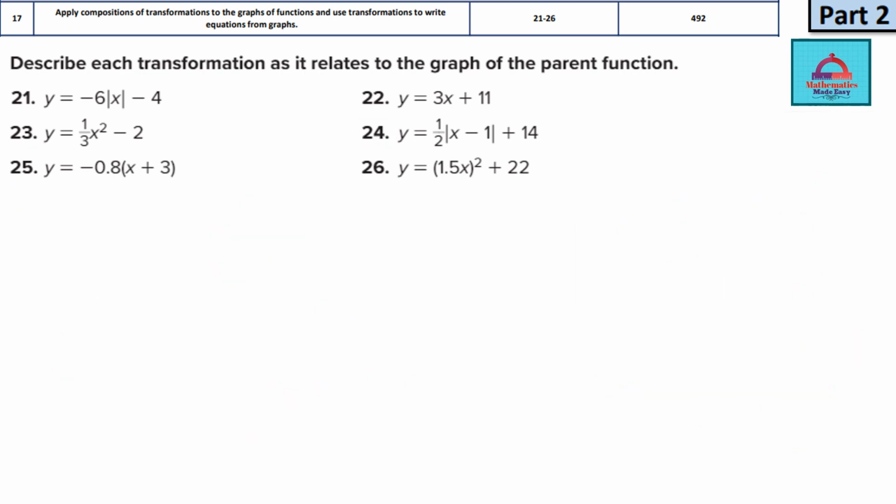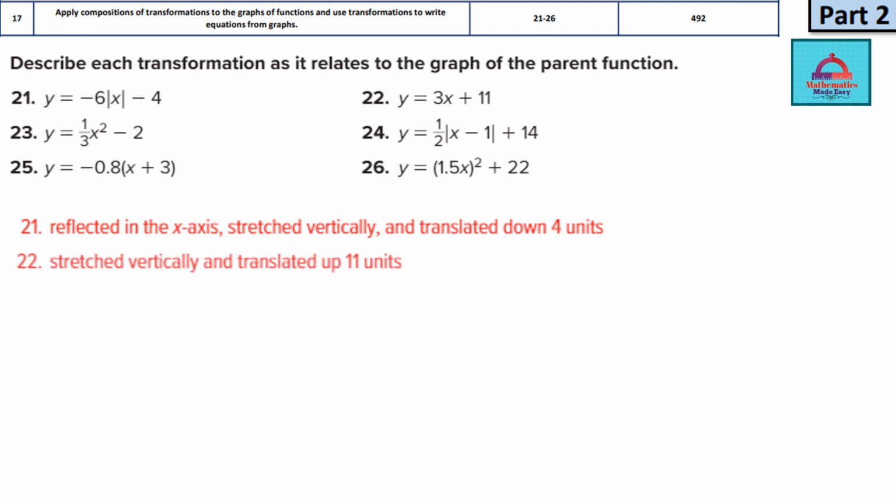So now I'm going to show you all the correct answers for questions 21 to 26. For question 21, as we saw in the previous slides, three transformations are happening: reflected along the x-axis, stretched vertically, and translated down 4 units. For question 22, the graph is stretched vertically and translated by 11 units. So these are the two transformations.